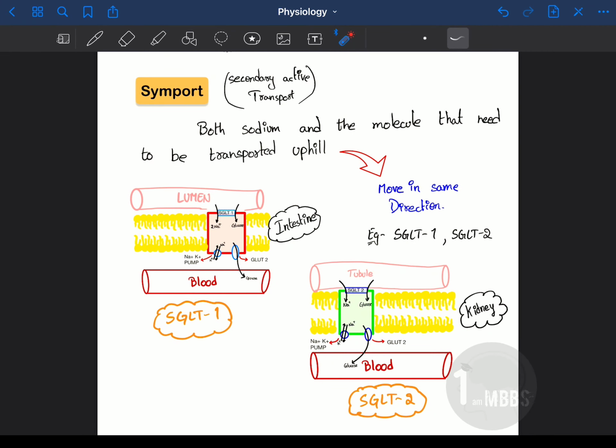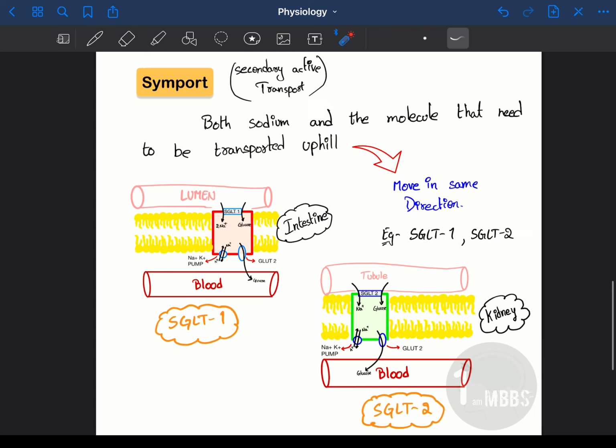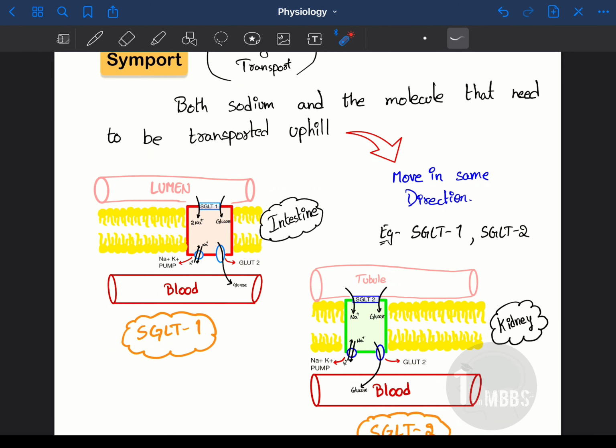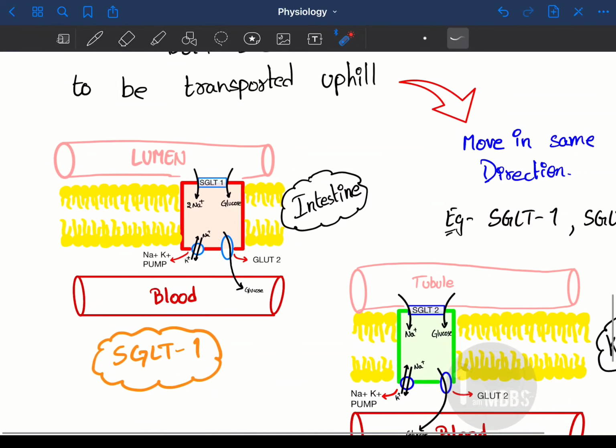Symport is also known as cotransport. It is a type of secondary active transport in which both sodium and the molecule which needs to be transported up the hill move in the same direction. A famous example for symport is SGLT1, SGLT2, SGLT3, SGLT4, SGLT5. There are a lot of SGLTs within our body. Let's discuss SGLT1 and SGLT2 here.